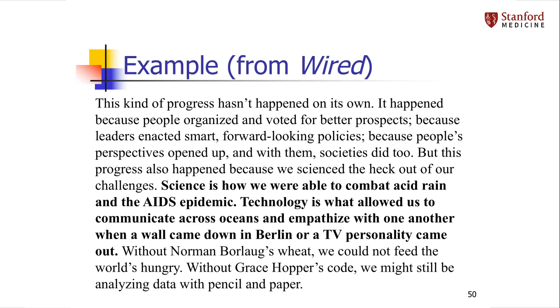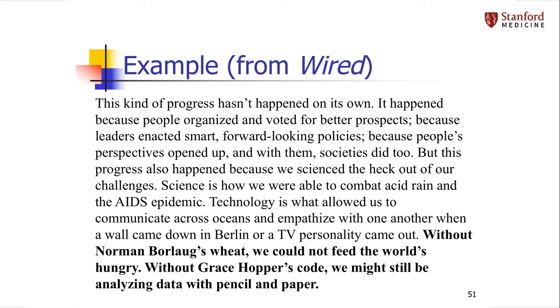There's also some beautiful parallelism here. Science is how we were able to combat acid rain and the AIDS epidemic. Technology is what allowed us to communicate across oceans and empathize with one another. These two sentences match in terms of their structure. That's poetic, and it moves the paragraph along. Similarly, we get parallelism in the last two sentences. Without Norman Borlaug's wheat, we could not feed the world's hungry. Without Grace Hopper's code, we might still be analyzing data with pencil and paper. They follow the same exact setup, which again is very elegant.